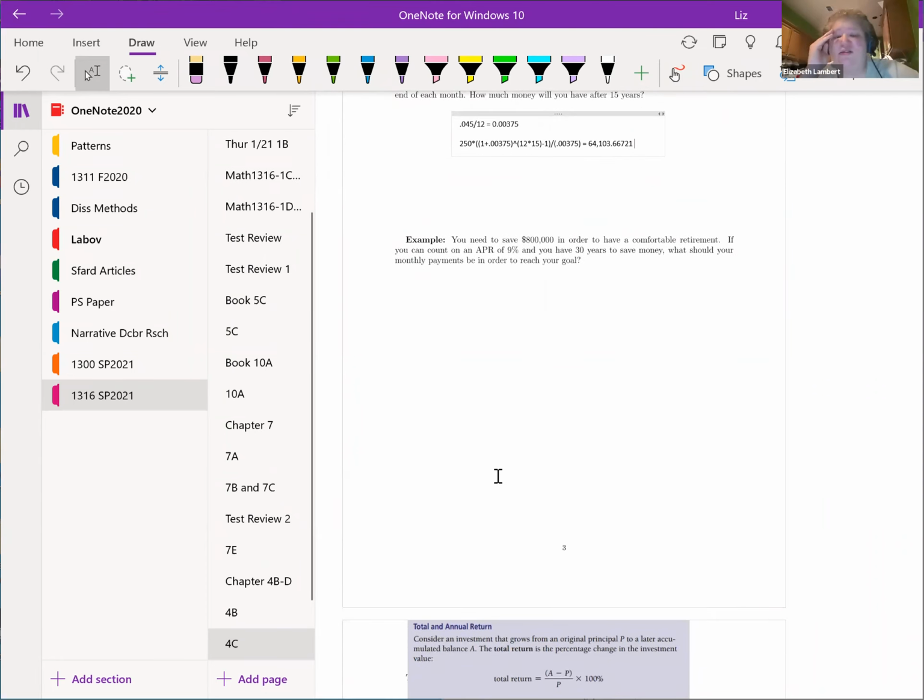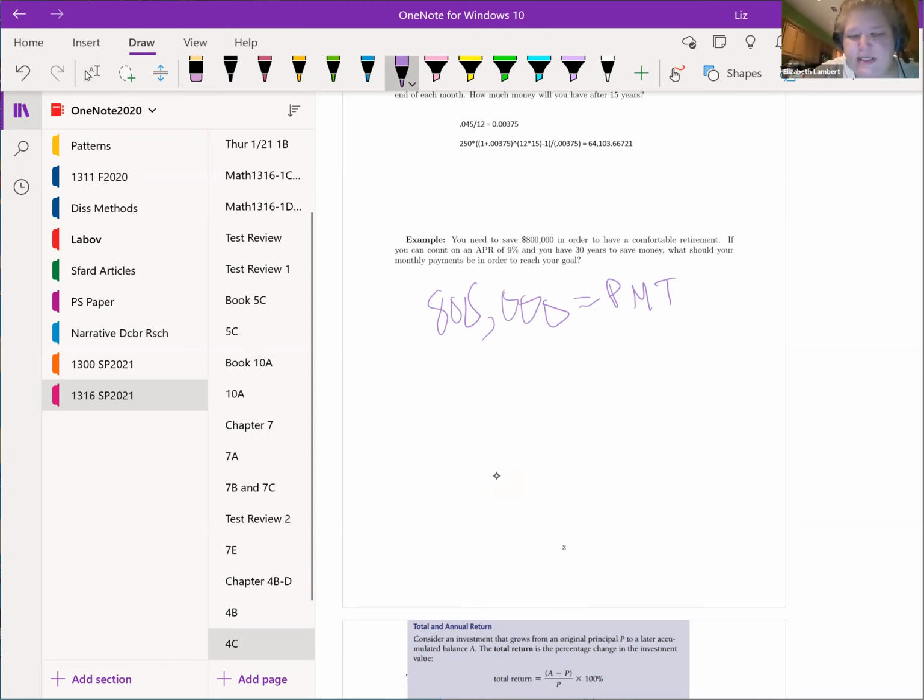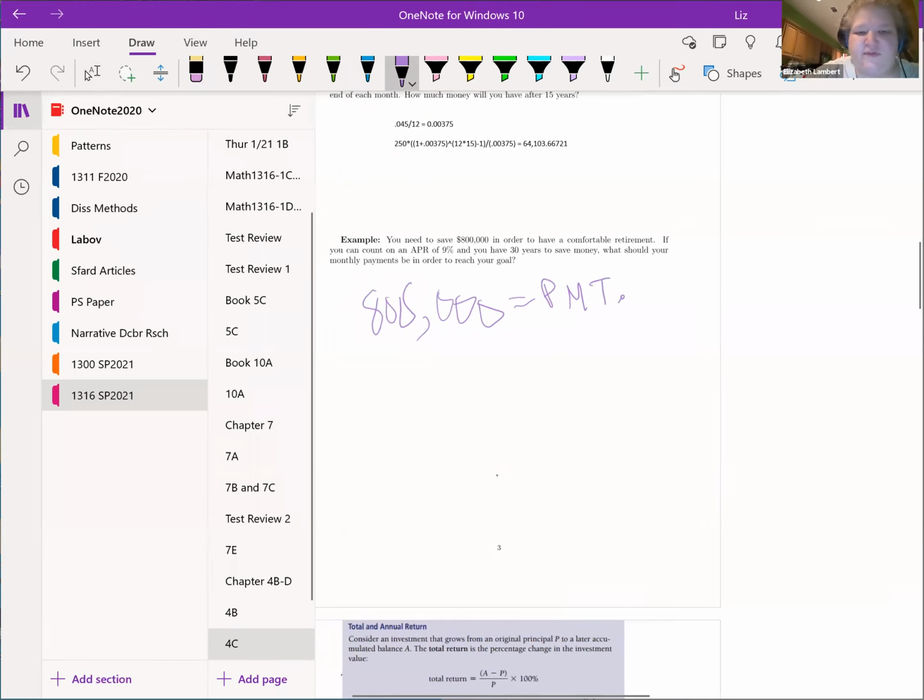Okay, you need to save $800,000 in order to have a comfortable retirement. If you can count on an APR of 9% and you have 30 years to save money, what should your monthly payments be in order to reach your goal? So now we're going to do the back solving that I was referencing earlier. So that 800,000 is going to go there. And then we're going to have our unknown PMT.